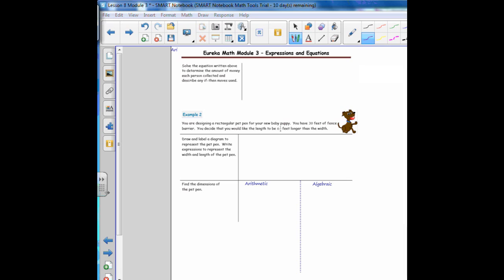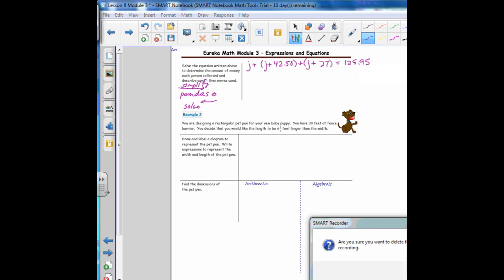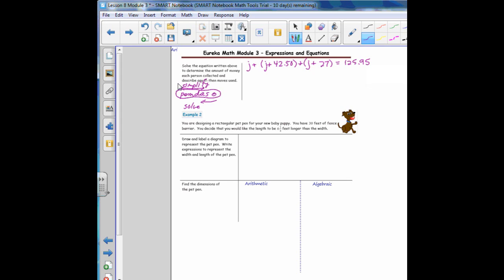Solve the equation written to determine the amount of money each person collected and describe any if-then moves you used. So our equation is J plus $42.50 plus J plus $27.50 equals $125.95. So we've got our equation, and remember to use PEMDAS. So we're going to simplify first, following the order of operations. And we have all addition, so we can do this in any order, any grouping.